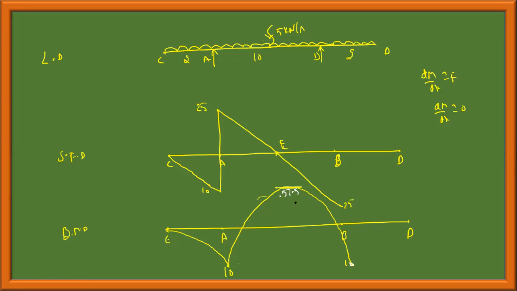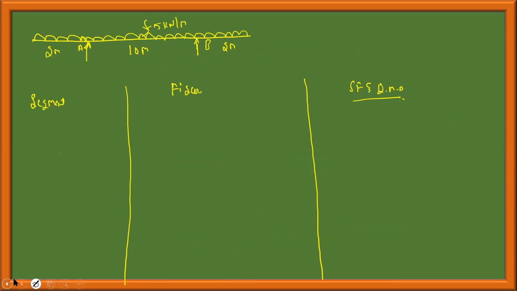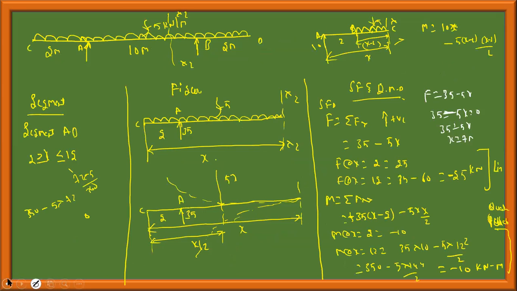Also, if a point of contraflexure is asked, where the bending moment changes sign or is 0, this distance we need to find from point C, which we can find later. This is in which region? In region A to B. In this, I take the bending moment equation, 35x minus 2 minus 5x square by 2, and substitute it to 0. Whatever value I get is the point of contraflexure.